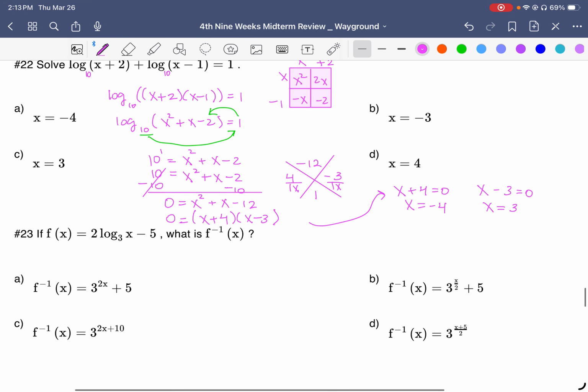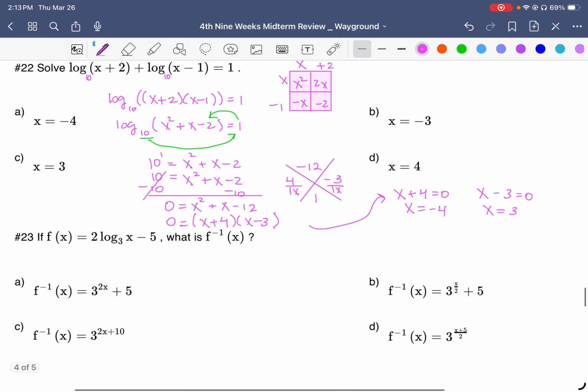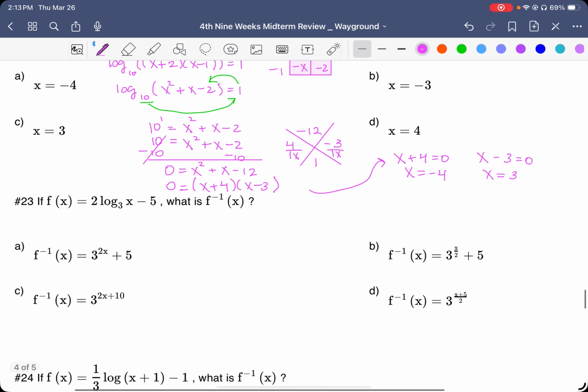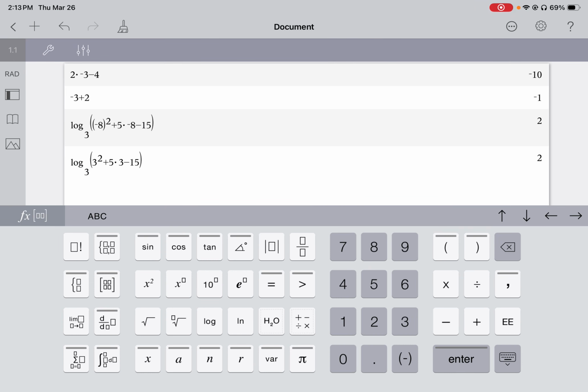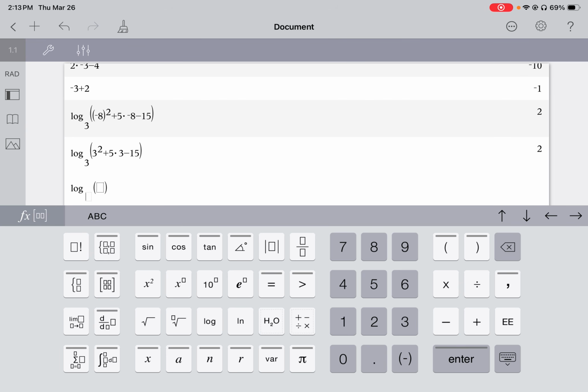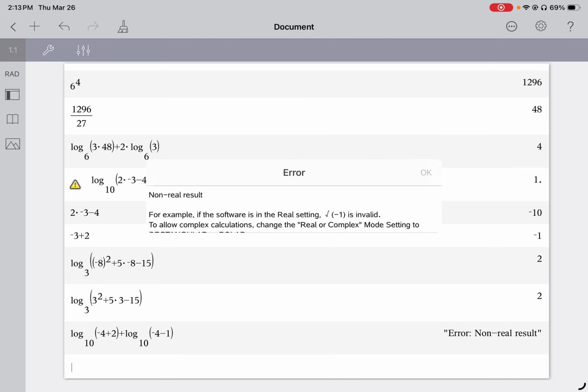Now let's not just go ahead and box them in. Let's plug them in and see if they're true or false. I'm only going to plug it into the left-hand side, press enter, and see if the calculator says it equals 1. So we have log base 10 of negative 4 plus 2, plus log base 10 of negative 4 minus, whoops, I messed up, of negative 4 minus 1. It says not a real result.